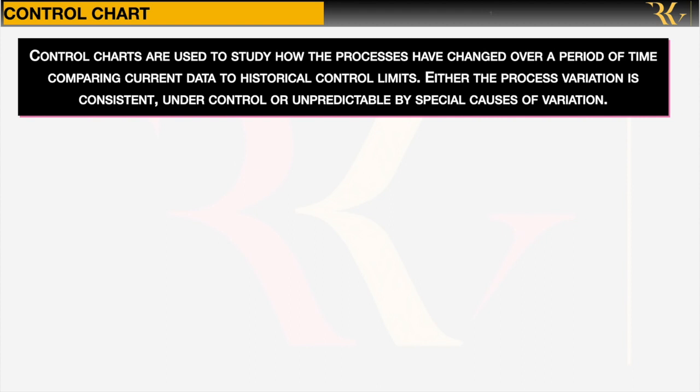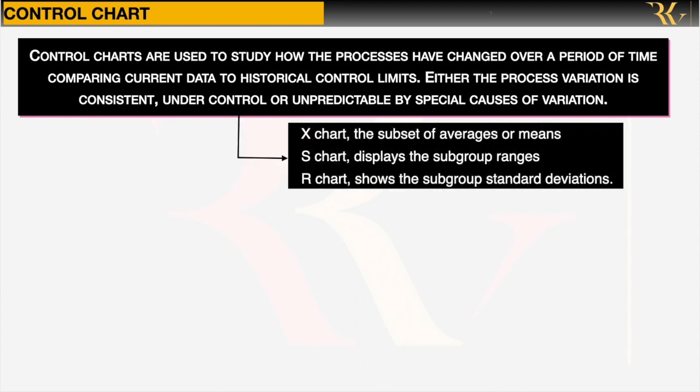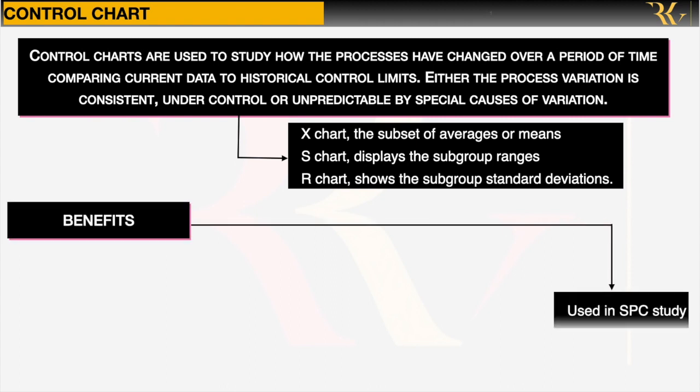Either the process variation is consistent, under control, or unpredictable due to special causes of variation. The X chart shows the subset of averages or means. The S chart displays the subgroup ranges. The R chart shows the subgroup standard deviations.